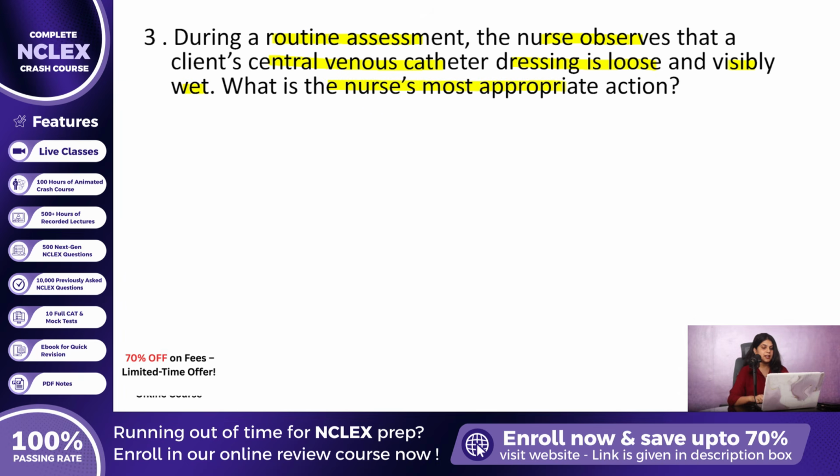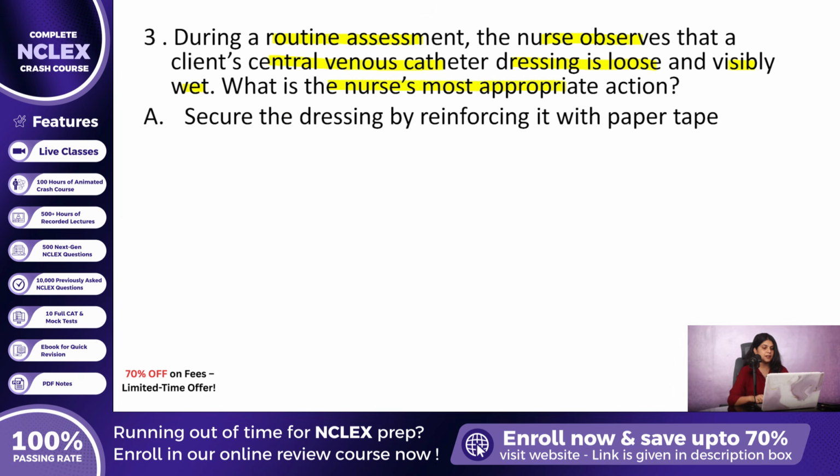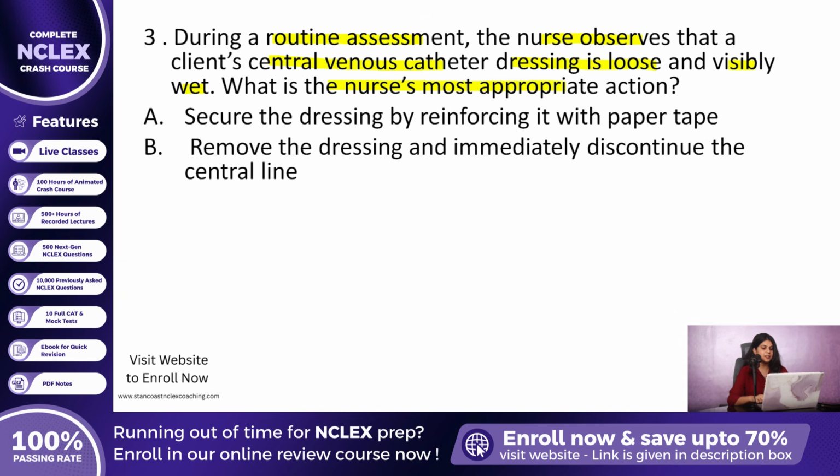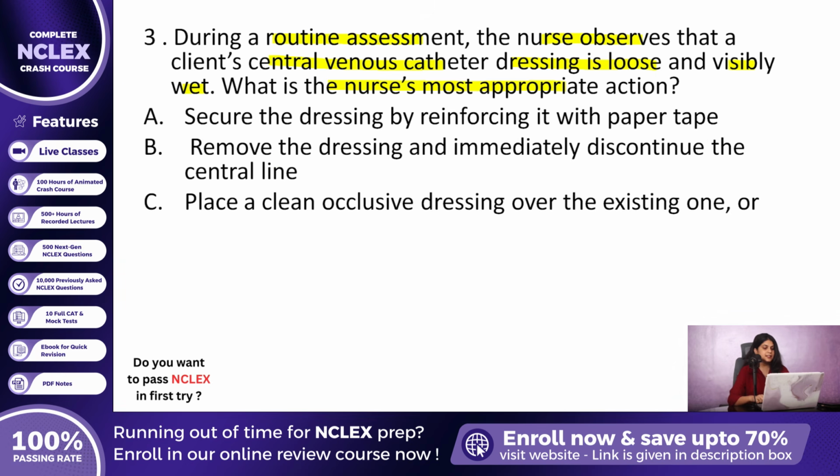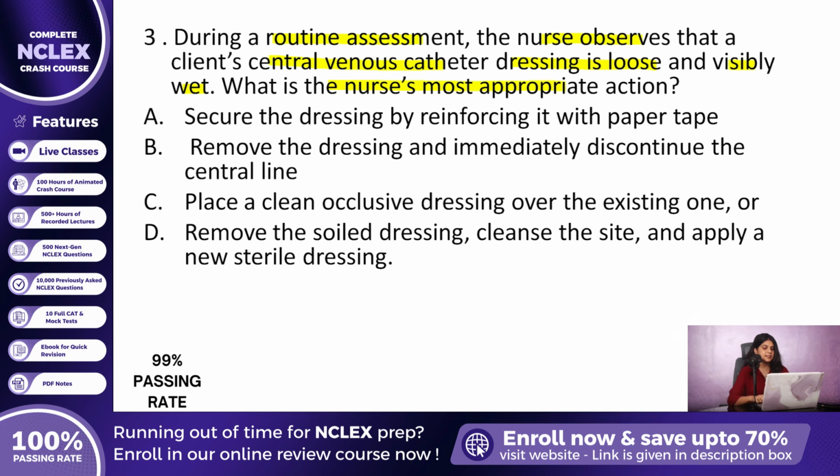The options are A. Secure the dressing by reinforcing it with paper tape. B. Remove the dressing and immediately discontinue the central line. C. Place a clean occlusive dressing over the existing one. Or D. Remove the soiled dressing, cleanse the site, and apply a new sterile dressing. The correct answer is option D. Remove the soiled dressing, cleanse the site, and apply a new sterile dressing.